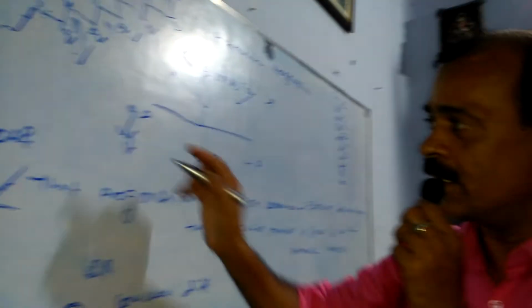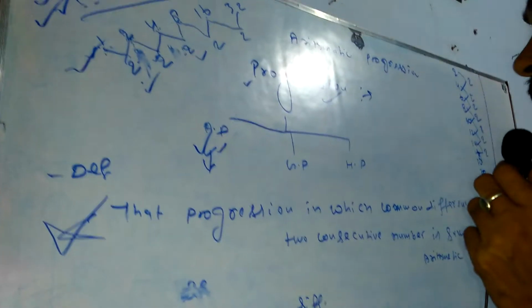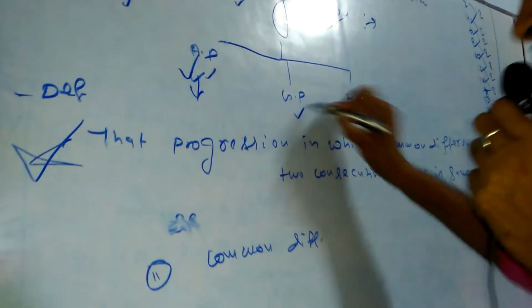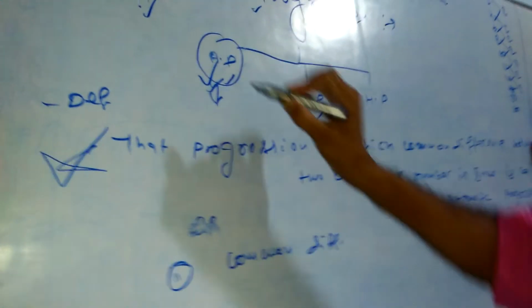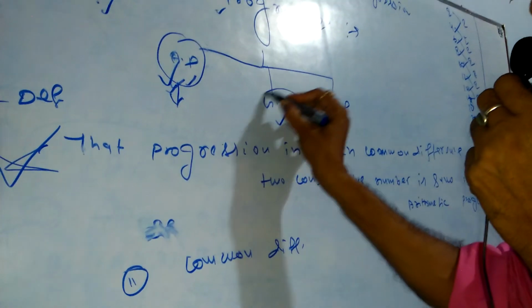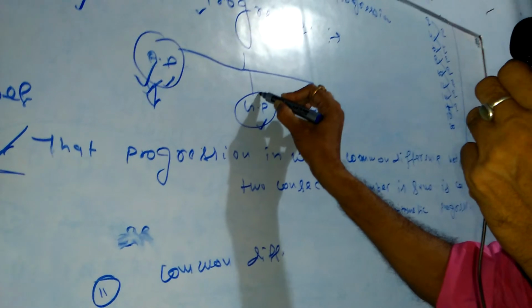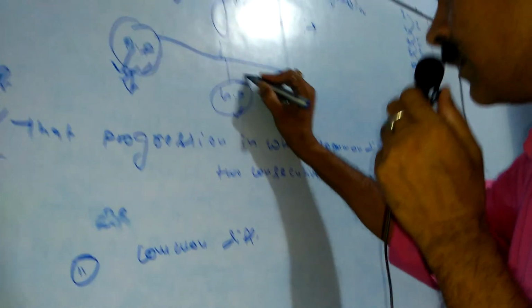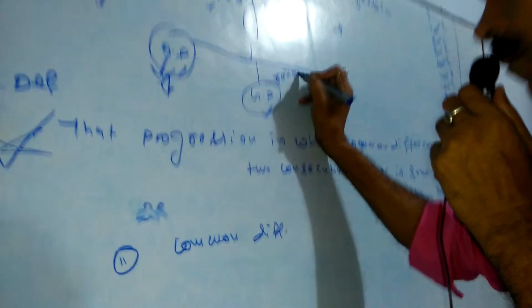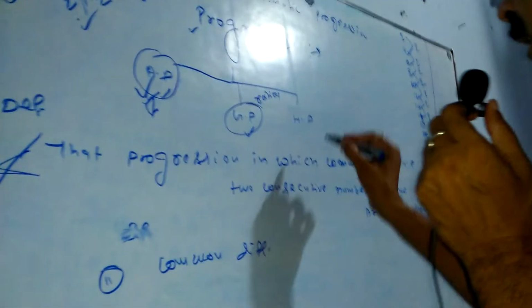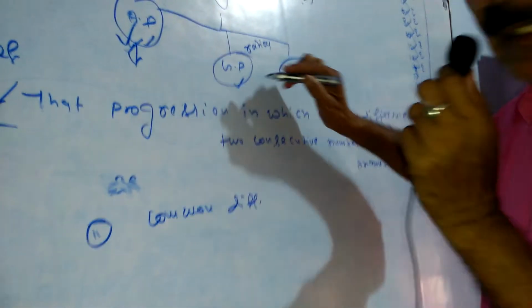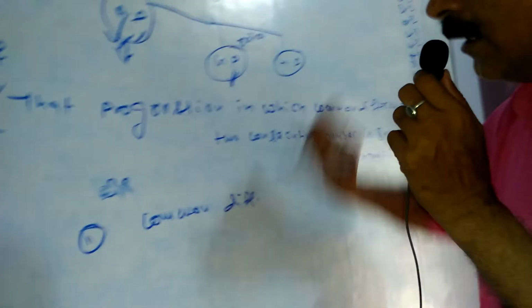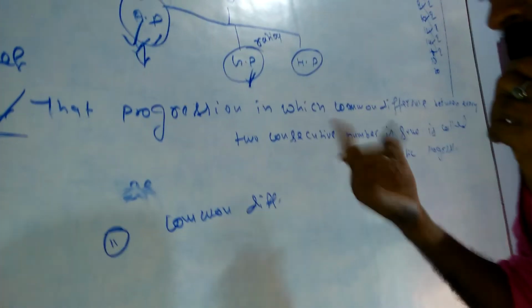In the introduction of progression, I told you that there are 3 types of progression. First is the arithmetic progression, AP. Then the geometric progression, GP. In AP, the difference is the same, but in GP, the geometric progression, the ratio is the same. You will study this in the higher class, the next class.